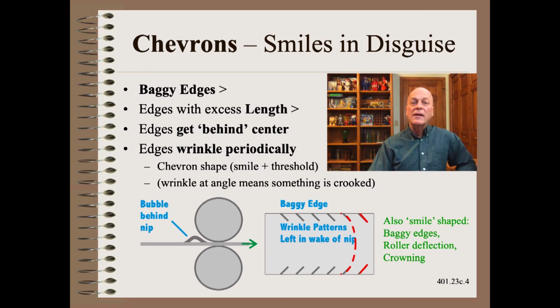We also covered in our class that while chevron-shaped wrinkle patterns are smiles in disguise, we cannot know whether they are caused by baggy edges or a nip that is heavy on the edges, such as due to excessive deflection or due to insufficient nip roller crowning or some other cause. The reason is that baggy edges, deflection, and crowning are all smile-shaped. We must know more about the physics or do a different measurement to tell the difference between these distinctly different root cause mechanics.